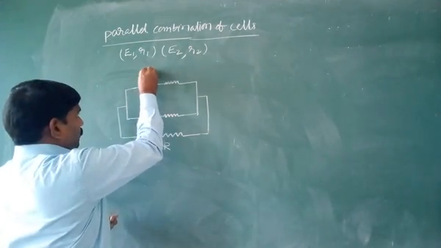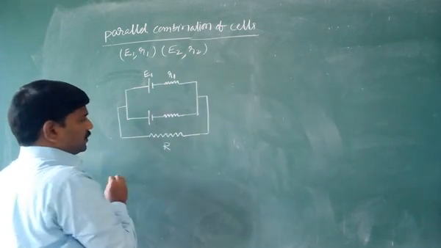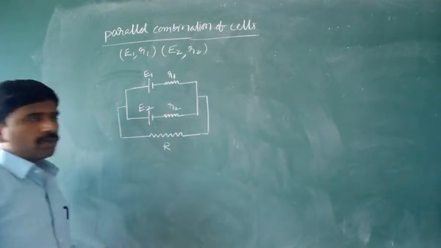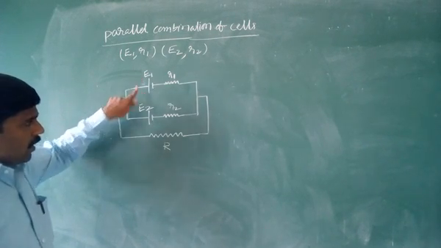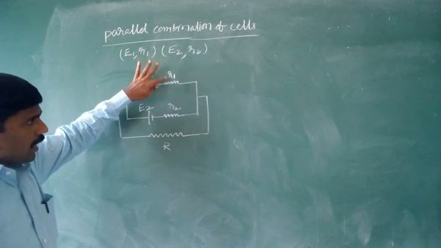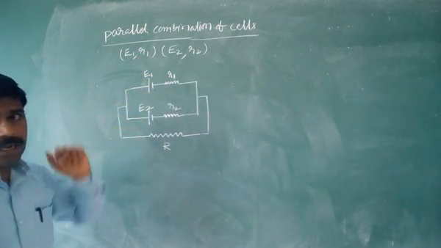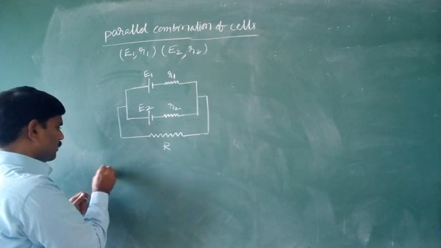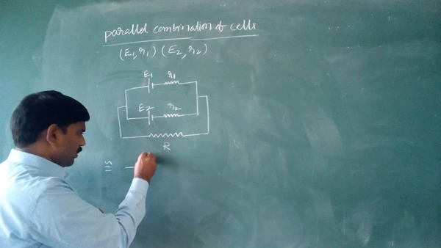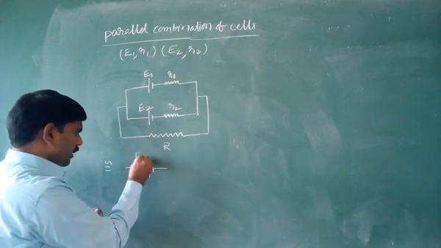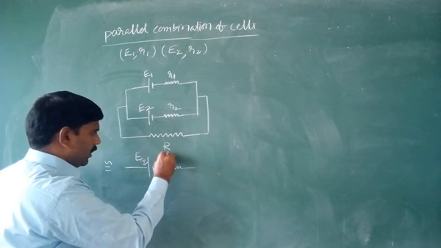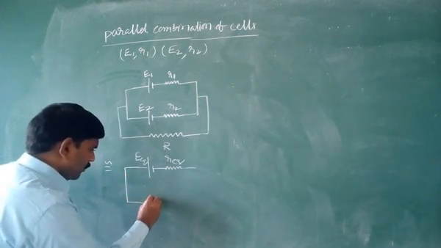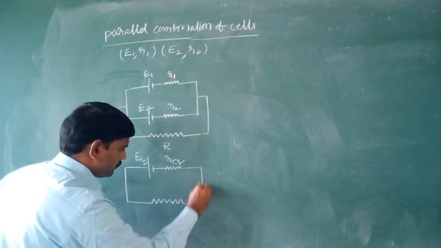Here the EMF of the first cell is E1 and internal resistance R1. The EMF of the second cell is E2 and internal resistance is R2. E1, E2 are the EMFs of the two cells and R1, R2 are the internal resistances of the two cells. For this, the equivalent circuit has E equivalent and an effective internal resistance connected to the external resistor capital R.